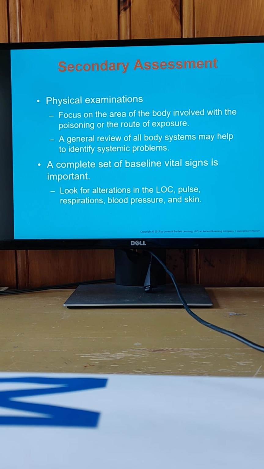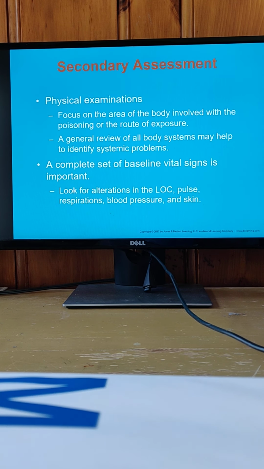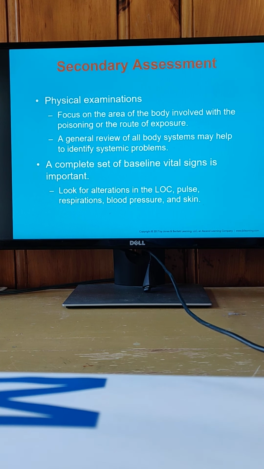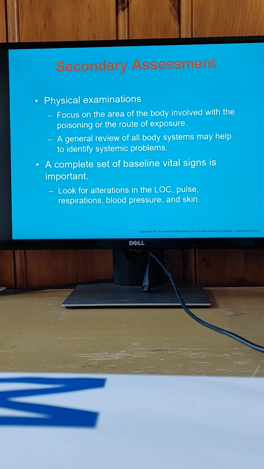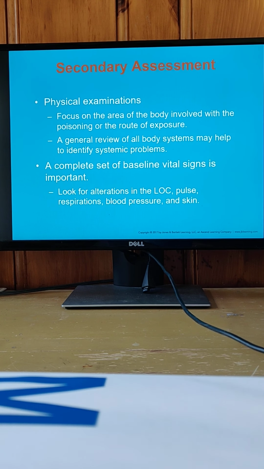Physical examinations. Now we're talking about the secondary assessment. Normally in the secondary assessment, you will concentrate on the affected body part or body system. Okay? And there's 8 body parts / systems. If you guys remember, if you don't, go back to your handout that we gave you of a patient assessment for medical or trauma.